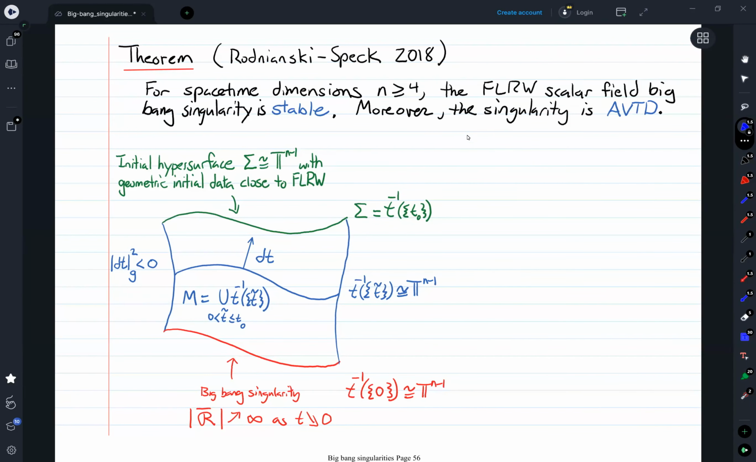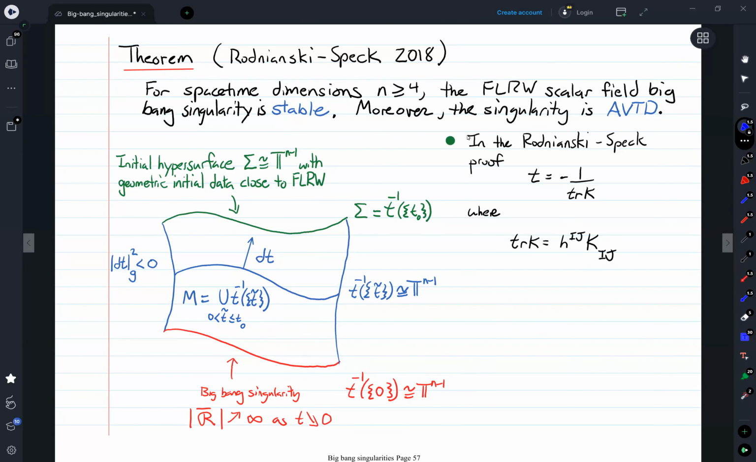So the first people to prove this were Rodnianski and Speck, in 2018, and they assumed that if the spacetime dimension was greater than 4, then the FLRW scalar field Big Bang is stable. So this is non-linearly stable. They also showed that the singularity has this AVTD behavior. And in fact, that's the only reason why you can prove this theorem. And there you need the scalar field to be non-trivial. This cannot be vacuum. Now, one thing interesting about their proof is that they introduced this time function T.